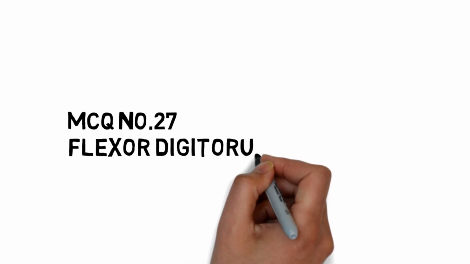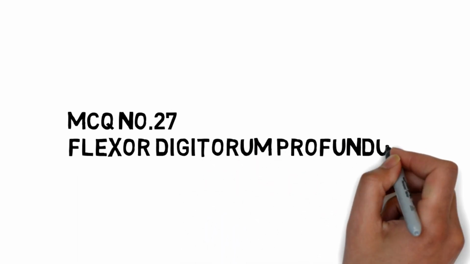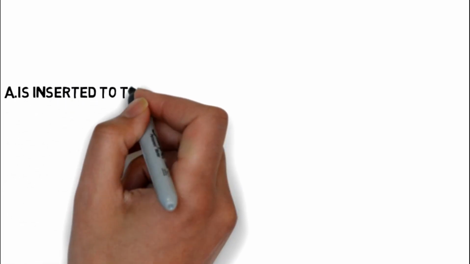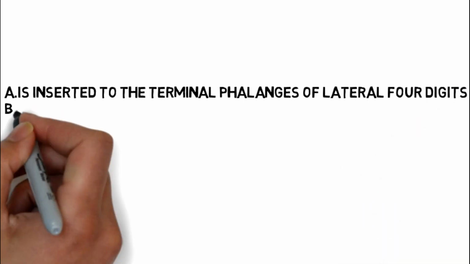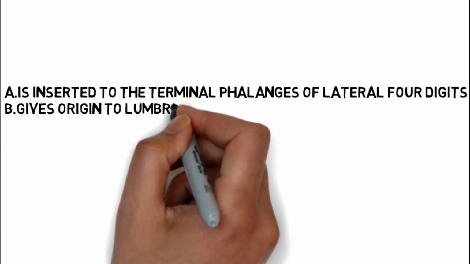Question number 27 is about Flexor Digitorum Profundus. Option A is it is inserted to the terminal phalanges of lateral 4 digits. Option B is gives origin to lumbrical muscles. Option C is it is supplied by radial nerve.